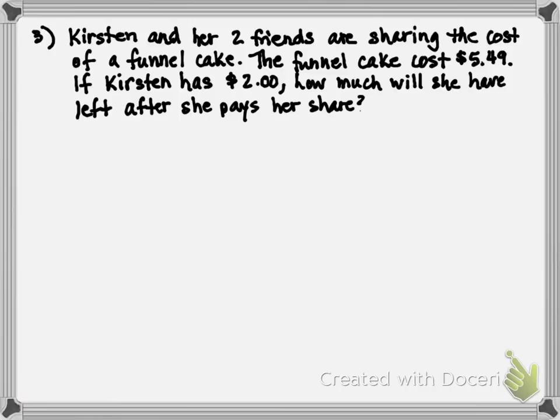So basically in this problem, we need to figure out how much it's going to cost each person to pitch in for the funnel cake. That's the first thing we're going to have to figure out. And then we're going to have to figure out if Kirsten has $2, how much will she have left over after she pays her share? So let's start with step 1. What is the share cost? So how much is it going to cost each person to share this dessert?